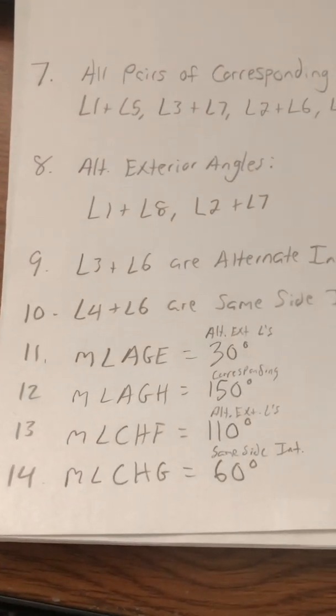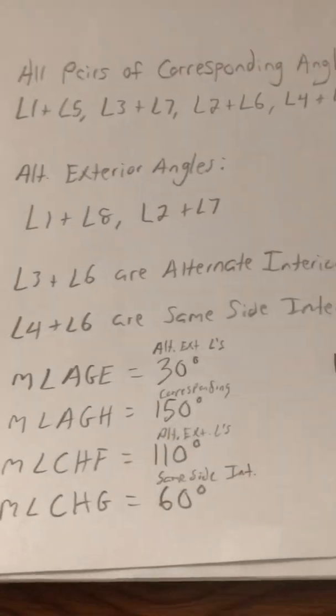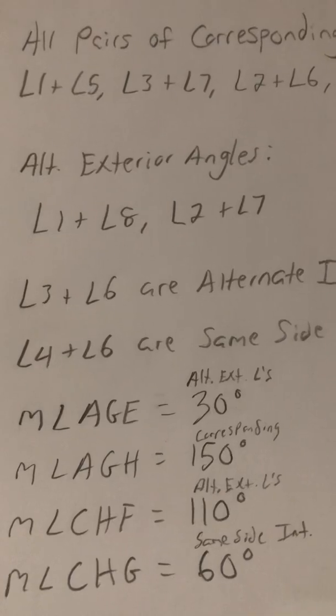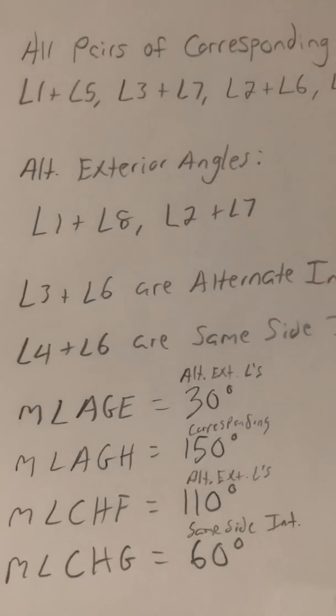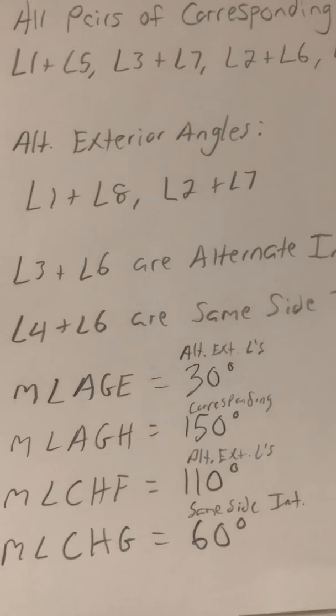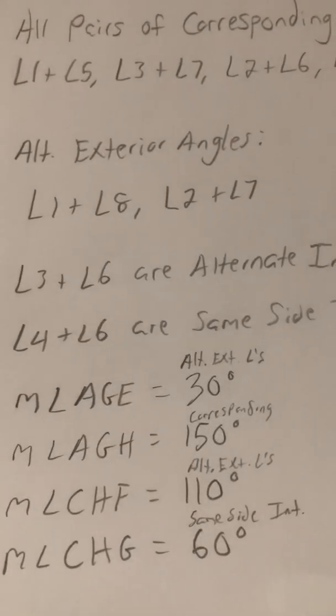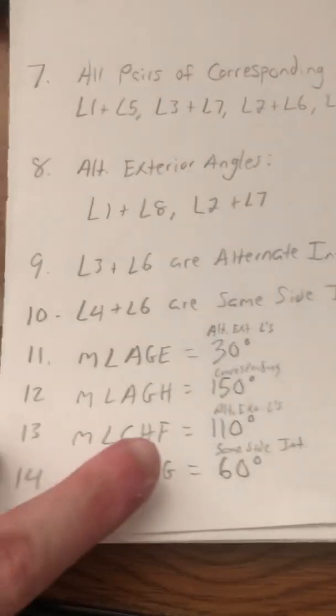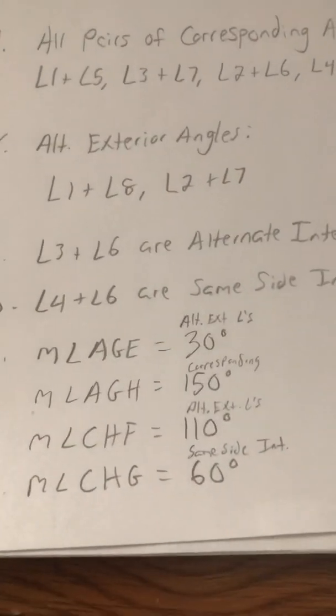And number 14, it's asking for the measure of angle CHG when we know that HGA is 120. Since CGH and HGA are same side interior angles, we know that those are going to be equal to 180. Since one is 120, the remaining one has to be 60 degrees because they're supplementary.